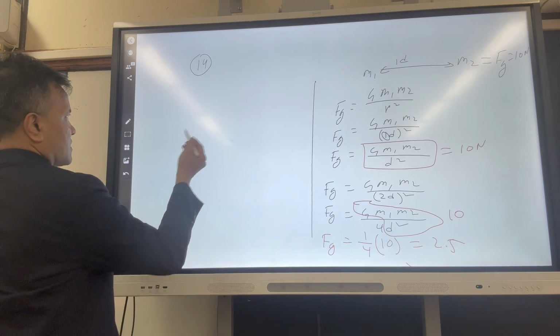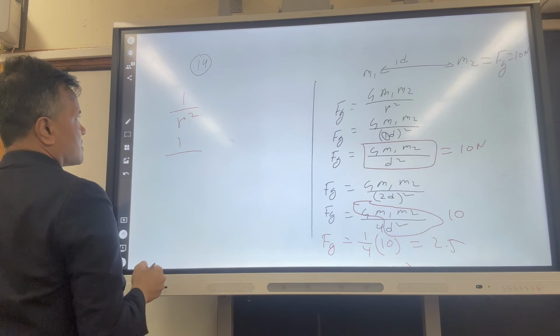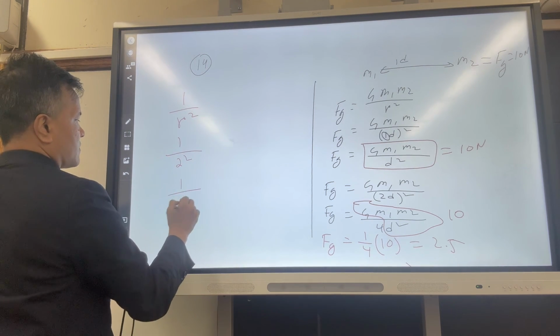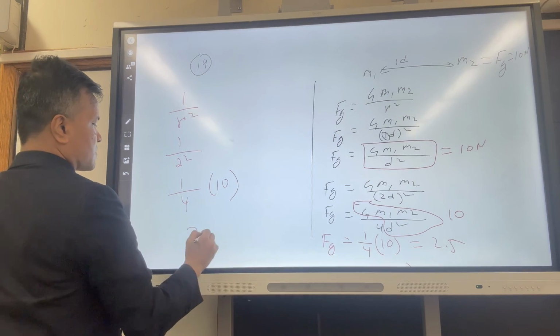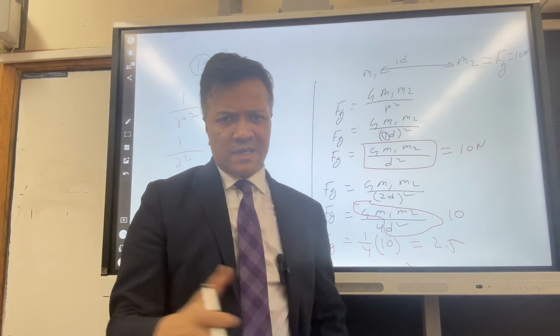You can do 1 over R squared. So R is what? Double. So 2 squared, so 1 over 4 times 10. So 2.5. You can do it this way or you can do that way. It's up to you. I think that's the test.